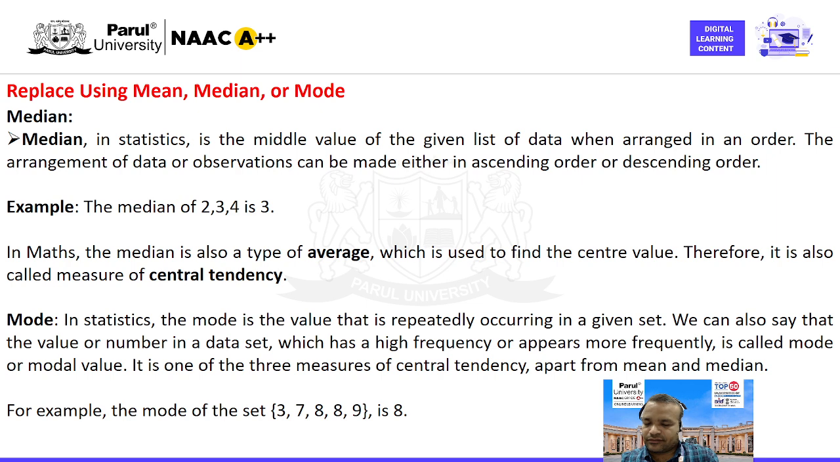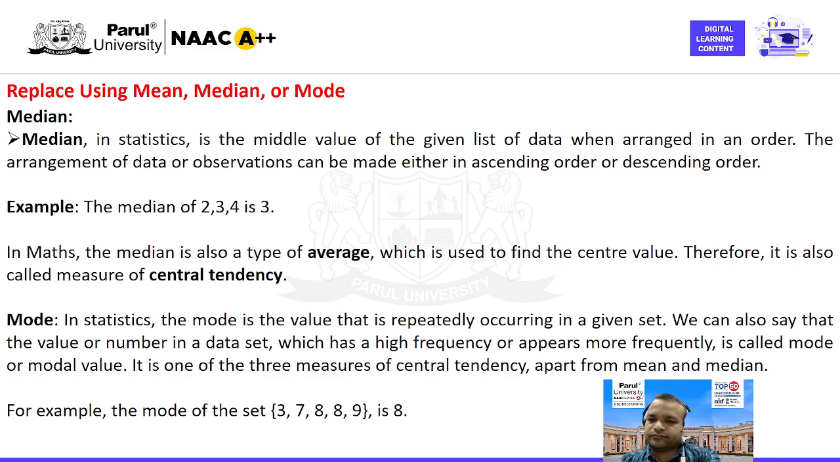Next one is median. In statistics, the median is the middle value of a given list of data when arranged in an order. The arrangement of data or observations can be made either in ascending order or descending order.